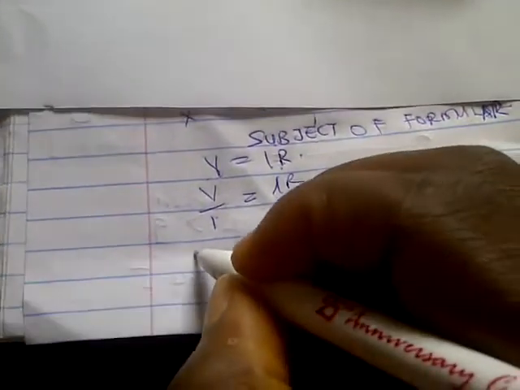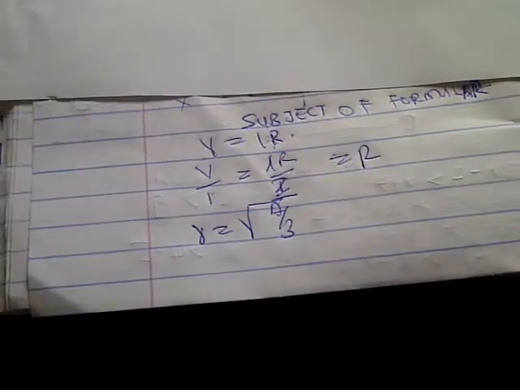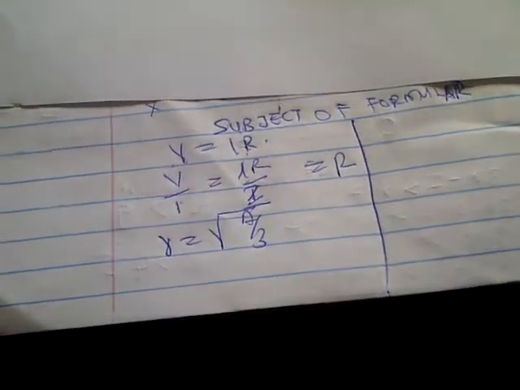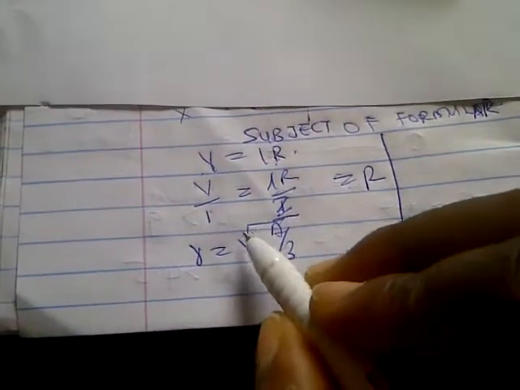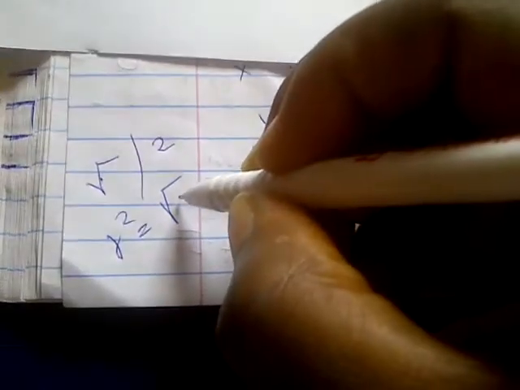Now for the one we're given that R equal to root of A over 3, and we're asked to make A the subject of formula. Now this looks like it's going to be a bit more complex than this simple one, but it's really not, because when you remove this root, you've already solved the issue. Now to remove this root, we know that the opposite of square root is squared.